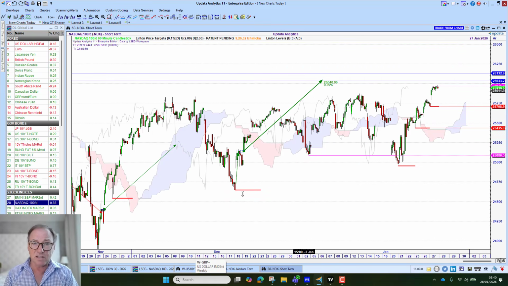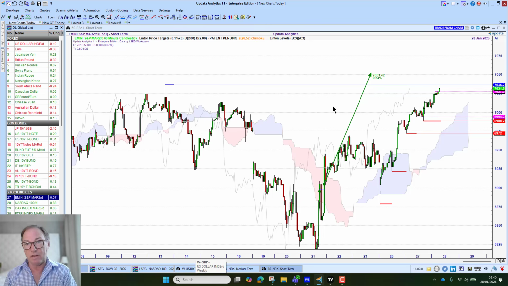And we can see that this target was generated off that thrust, and we're nearly there now. We have got some resistance points, but we have broken that trading range. So that is looking more positive for the US market. And if we look at the S&P future, we are nearly at that target as well. So that is quite key.